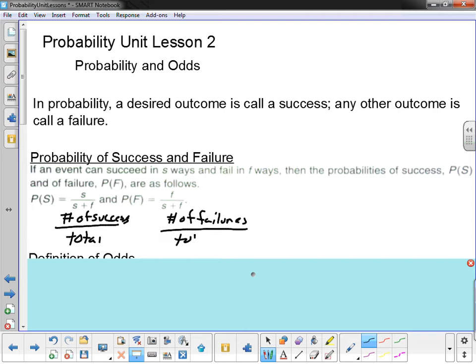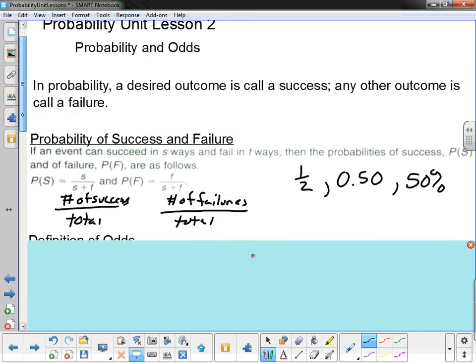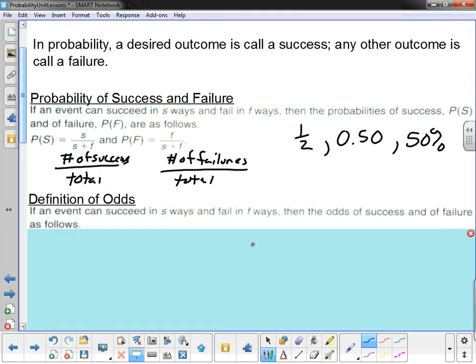Now, when it comes to probability, we might write that as a fraction. We might write that as a decimal. We might even write that as a percent because it's a probability. So any of those are possible answers when it comes to probability. What is the probability of something happening? You might do it as any one of those. Okay, so now we'll look at odds.